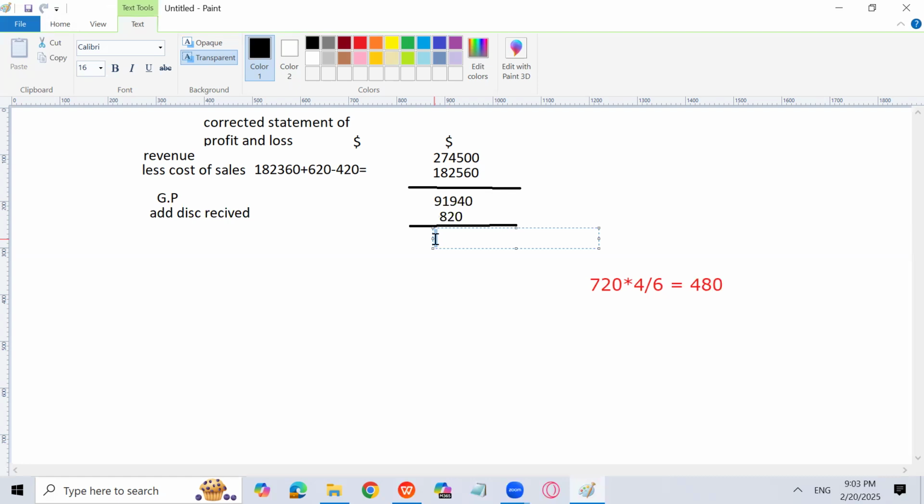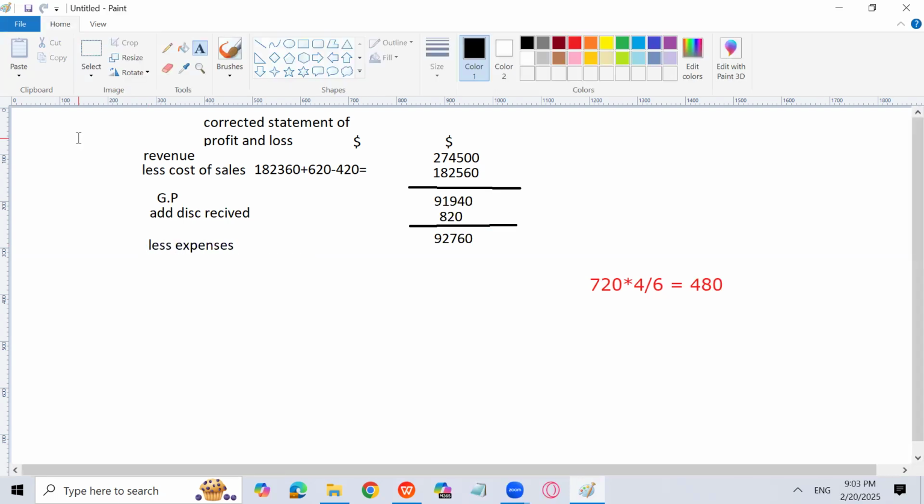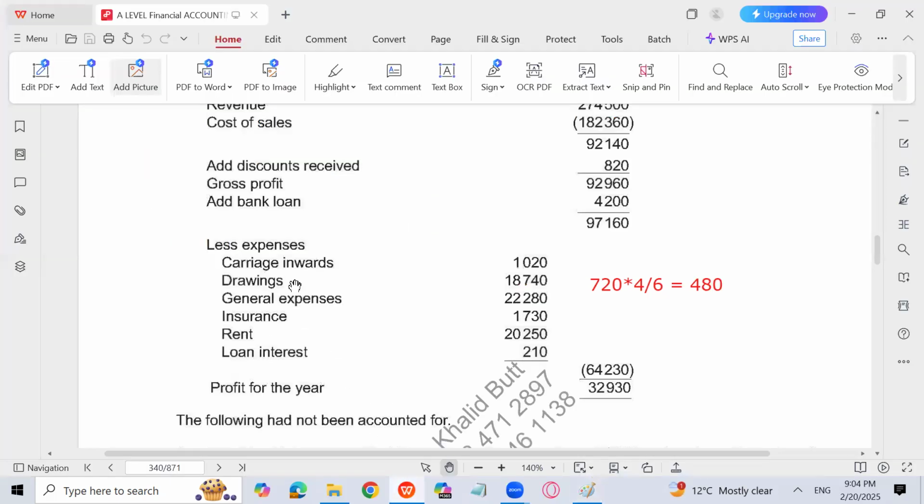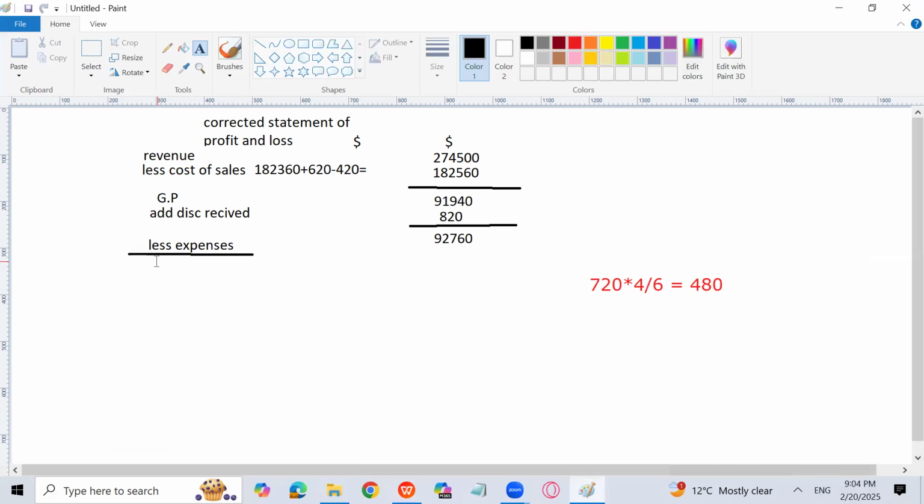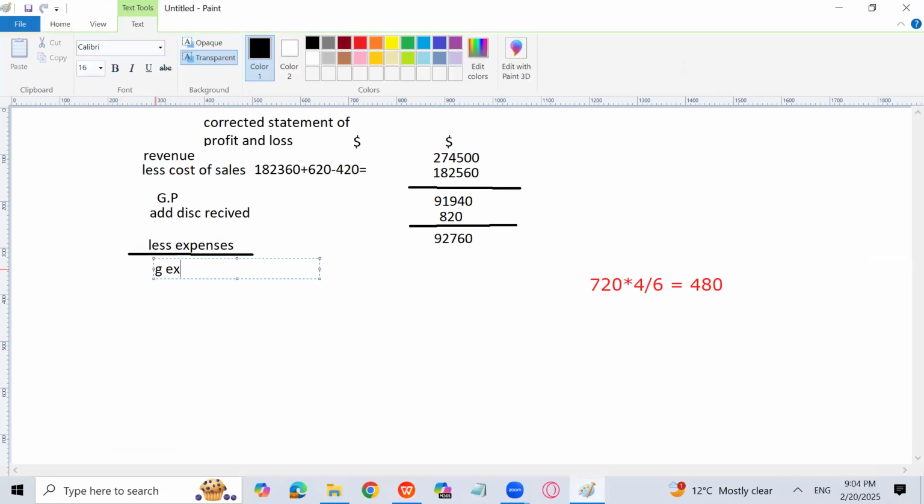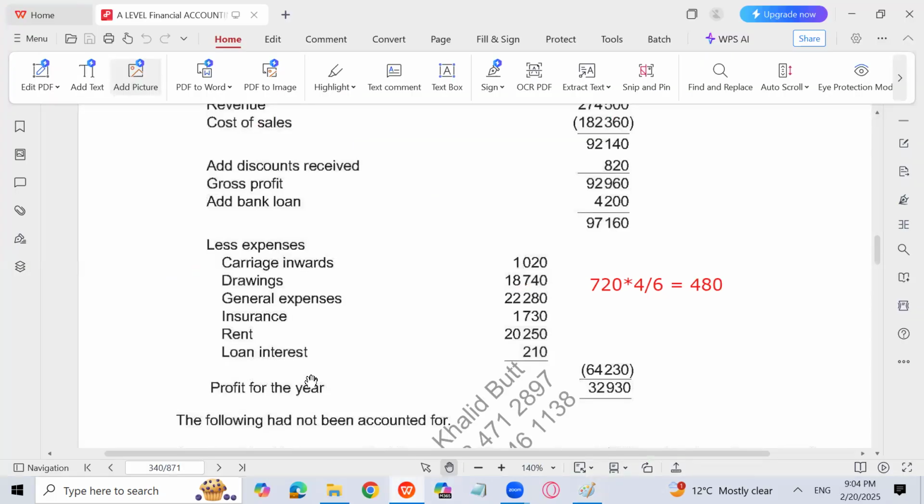So here I will write 92,760. Now I have to subtract expenses. If there is other income, I will definitely add other income, but it is not given in the question, so I will subtract expenses directly. Let's see which expense I will write. Carriage inward is already done. General expenses, that is 22,280, so let me write here general expenses 22,280.